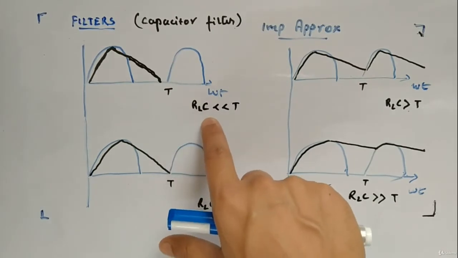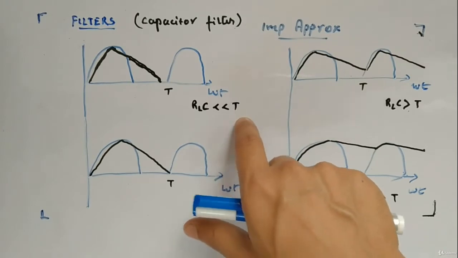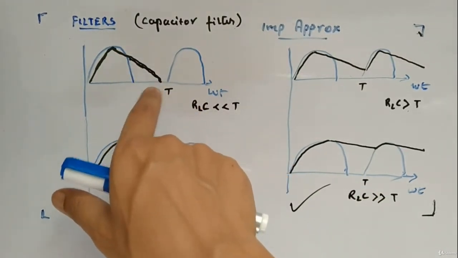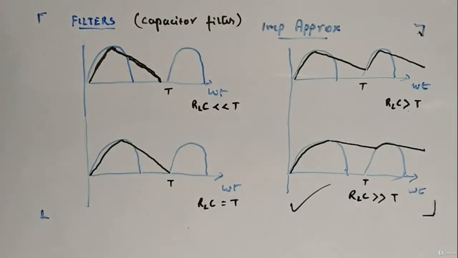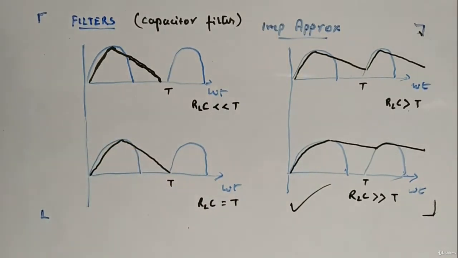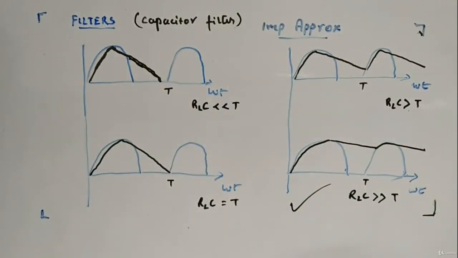When the time constant of the capacitor is very very less than the time period of the signal, the capacitor will discharge before the time period. You can see that before the time period it will discharge. Next, when RLC is equal to T, the capacitor will discharge at the time period of the input signal only. At the same time it will discharge to 0. This is discharge to 0 before T, the time period of the input signal or the diode's output signal.